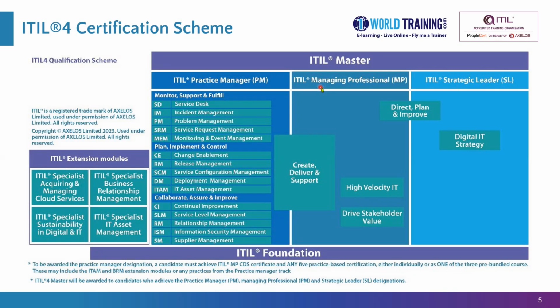Similarly, in the middle one, we have the managing professional. In order to obtain this one, you need to write more exams. You need to write the Direct Plan and Improve certification exam. You need to also succeed with the Create, Deliver, and Support, CDS, that is. Then we have the High Velocity IT, HVIT, and we have the Drive Stakeholder Value, DSV. So that makes it 4.